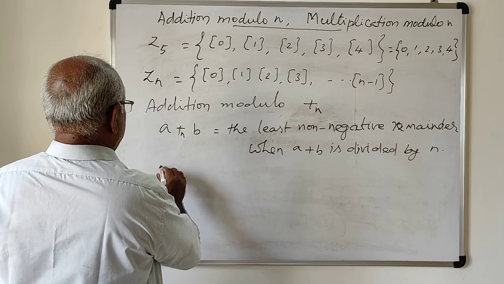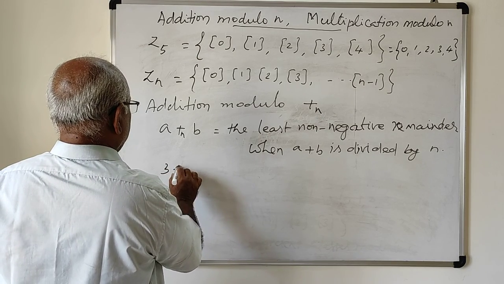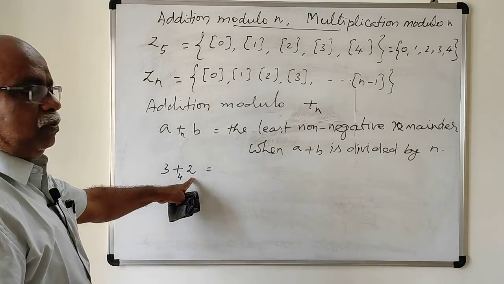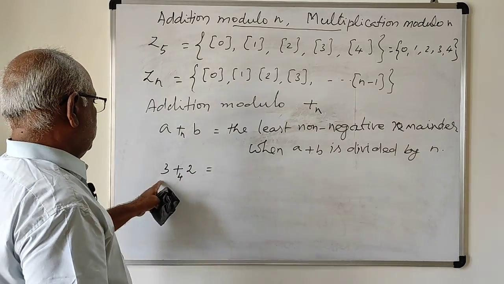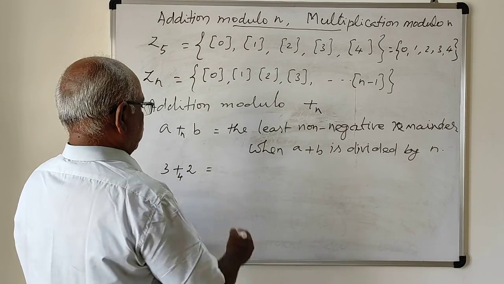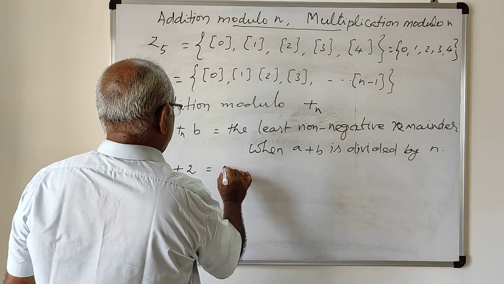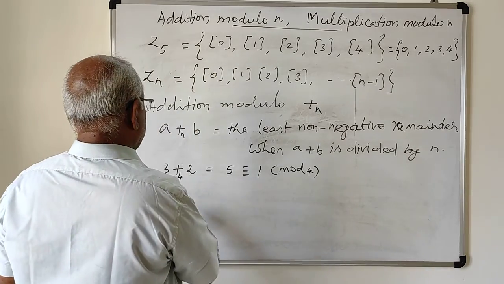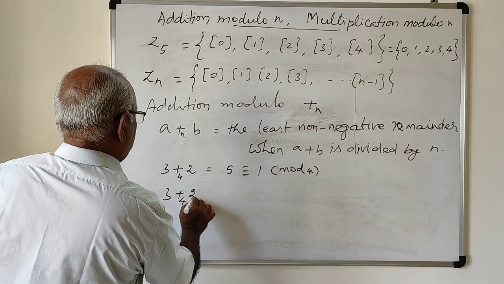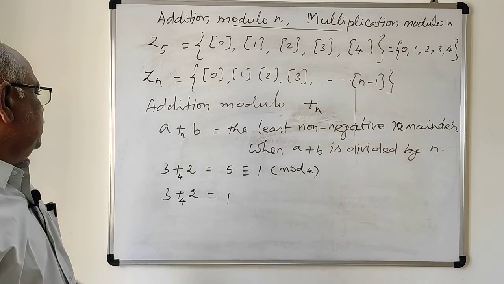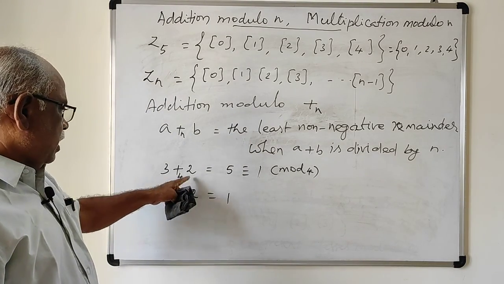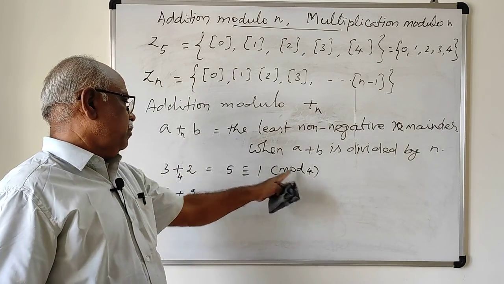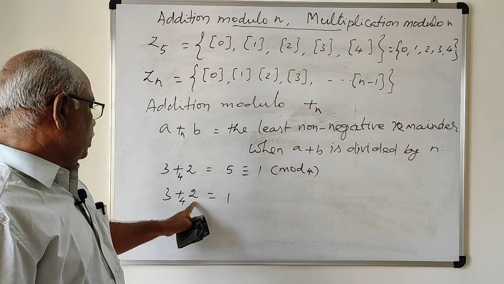For example, I am writing the example: 3 addition modulo 4, 2. You just add 3 plus 2. What is 3 plus 2? 5. 5 addition modulo 4 means the remainder is 1. So 3 addition modulo 4, 2 equals 1. You just do the usual addition, 3 plus 2 is 5, 5 divided by 4 has remainder 1. Therefore 3 addition modulo 4, 2 is 1.